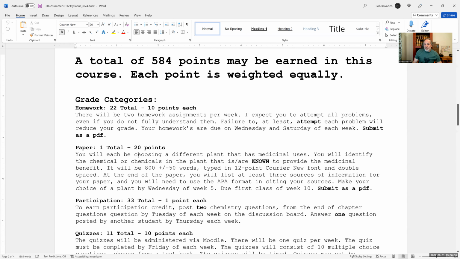The paper is going to be worth 20 points. It's going to be due week 10. You're going to have to post what you're picking by week 5, Wednesday of week 5. And what you're going to do is you're going to choose a plant. Each person in this class is going to choose a different plant that has some sort of medical use.